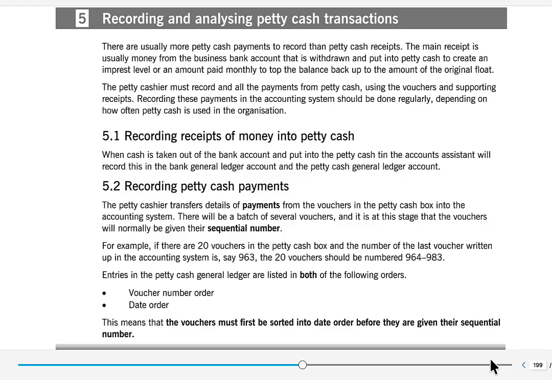If you remember only one thing from this lesson, remember this. Money going into petty cash means a debit to petty cash and a credit to bank. Step-by-step classroom explanation of the entry choices.